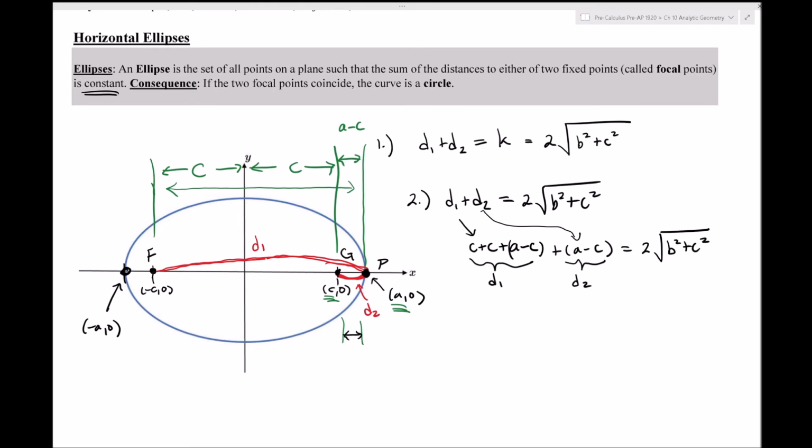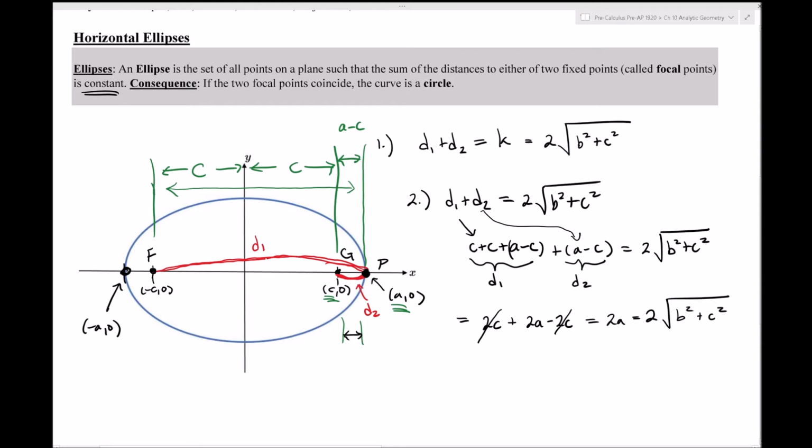So then what do I do with this? We simplify the left-hand side, see what we get. So that's 2c. c plus c is 2c, plus, that's going to be 2a minus 2c if you do that correctly. You can drop parentheses on both of those. The a's combine to 2a. The negative c's combine to negative 2c. We could cancel out these two c's, and we're left with 2a is equal to 2 square root b squared plus c squared.